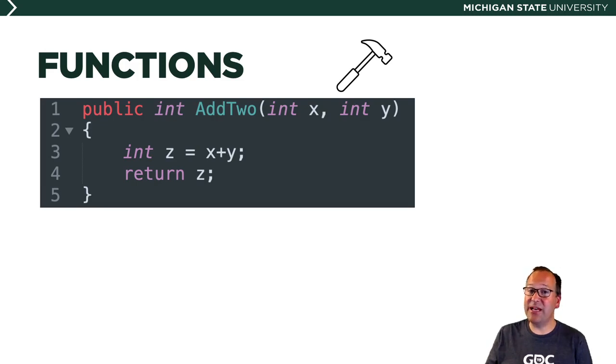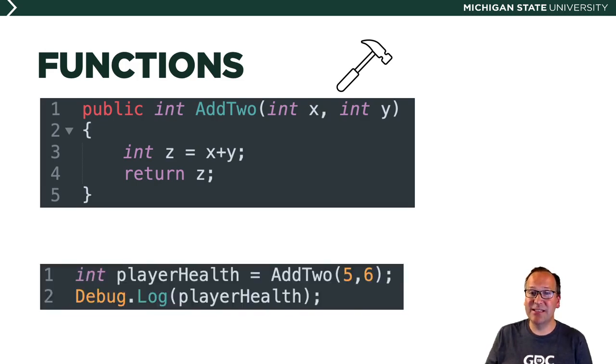You call the function by name and provide the necessary data to the function to do its job. A call to this function might look like this. Here I created an integer variable called player health and set it equal to the result of the add2 function, where I pass in the integer numbers 5 and 6. If this code ran, the next line would output the contents of player health to the console, which would be 11. Obviously, this is just a toy example, but it demonstrates several important programming concepts related to functions.